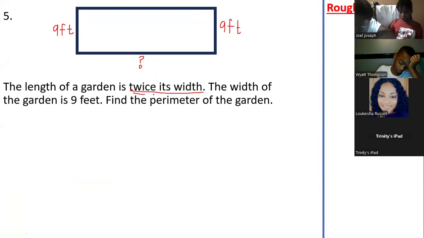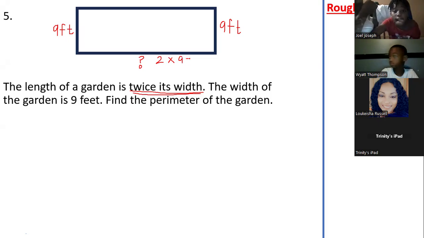And then it says that the length of the garden is twice its width. So if it says twice its width, what is this length going to be equal to? 18. It's going to be 2 times what? 2 times 9, which is what? 18 feet, very good. And if this is 18 feet, this would also be 18 feet.